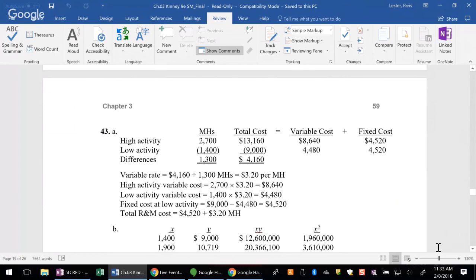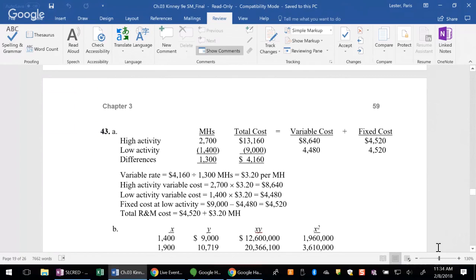But anyway, you need to test this out to find that your fixed cost then is 4,520 at every level. It should work at every level, but it doesn't necessarily, okay? They're just making up problems. They're not getting the exact numbers that work out for us.